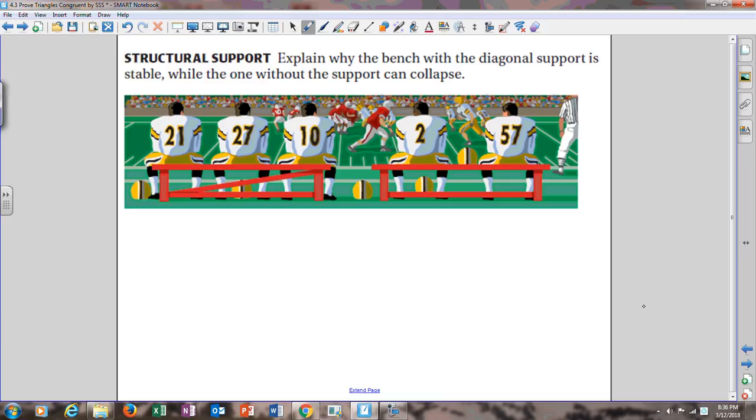Without those triangles, this isn't stable, and this bench can rock right and left. Eventually it will pivot right and left enough that you can make it fall. This one, because it has this support in it, is not going to pivot nearly as much. Granted, if this was 3 offensive linemen wiggling in the same direction, you could make it fall. But it would take a lot more force to make this one fall than this one.